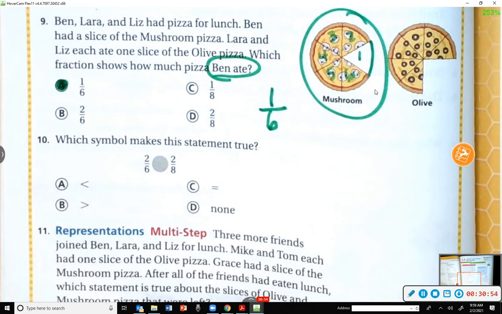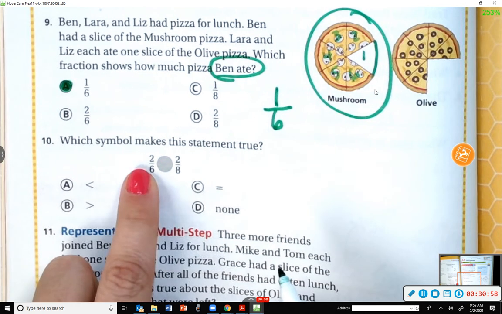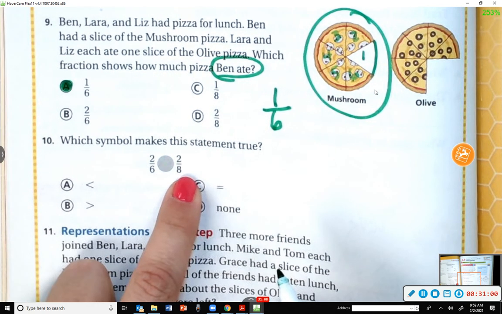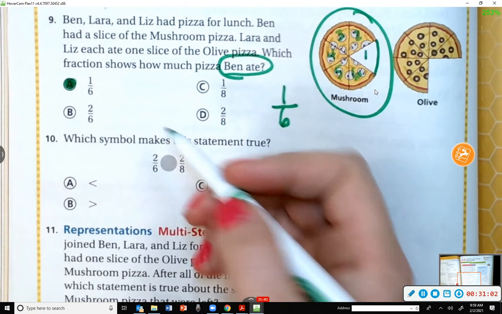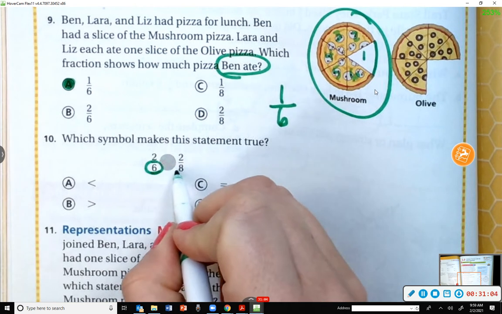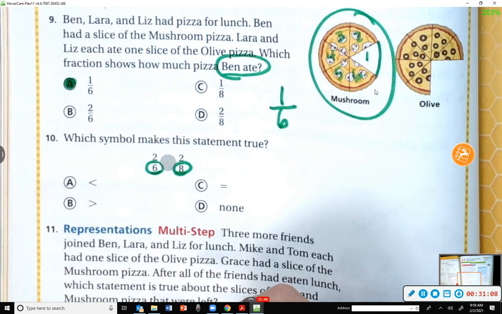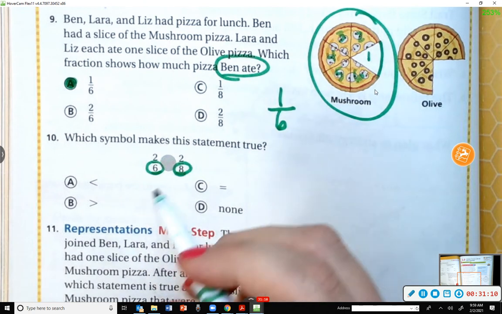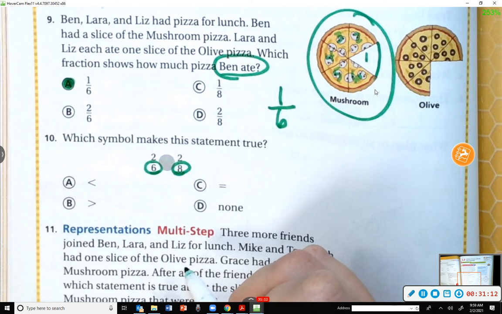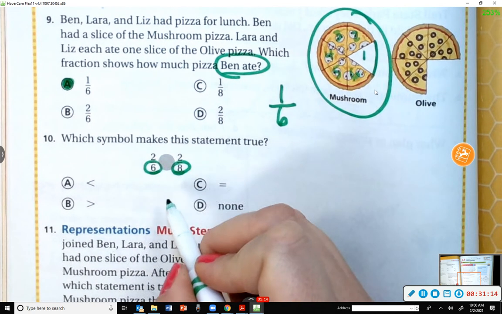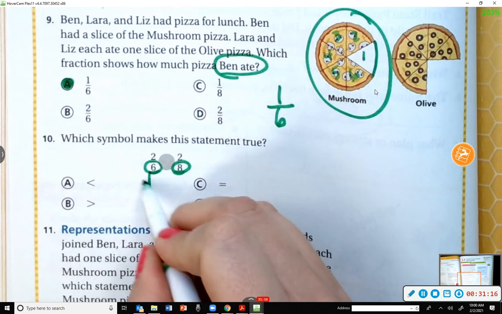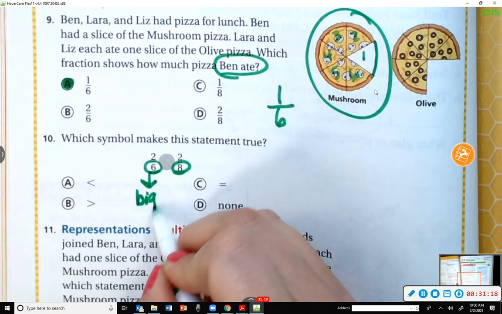Which symbol makes this statement true for number 10? 2/6 is blank, then 2/8. Okay, well you had to look at the denominators. Which one is bigger? Which fraction is bigger, Kelsey? 2/6, because there's bigger pieces. Good. So this fraction is bigger.